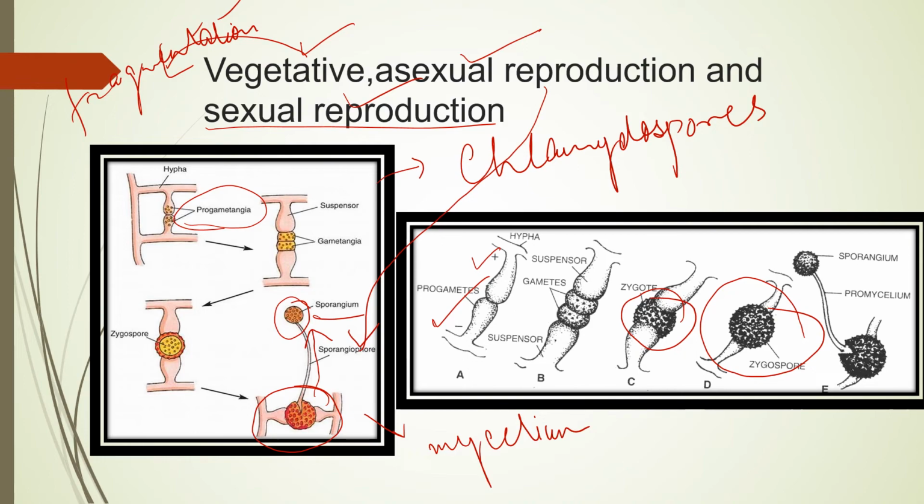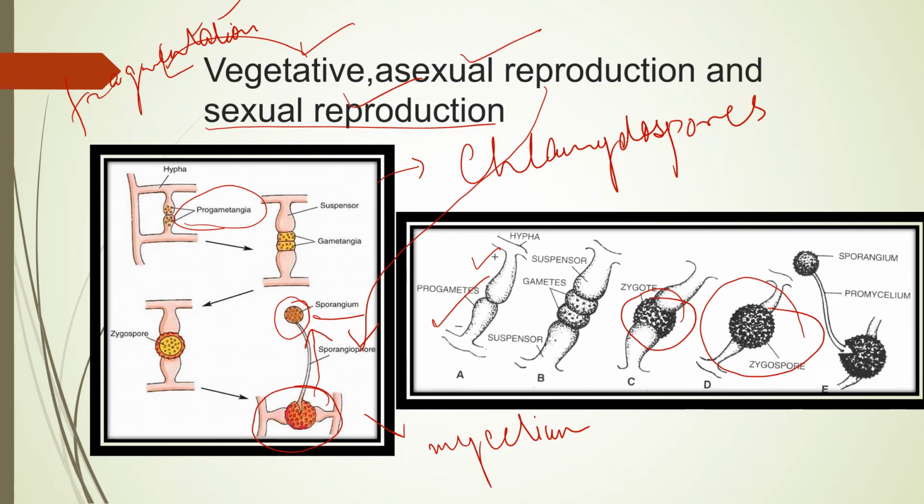So this is how the zygospores enlarge, become thick-walled, and become resistant to adverse environmental conditions. Only on favorable conditions will they germinate into a new fungus, or a new mycelium.